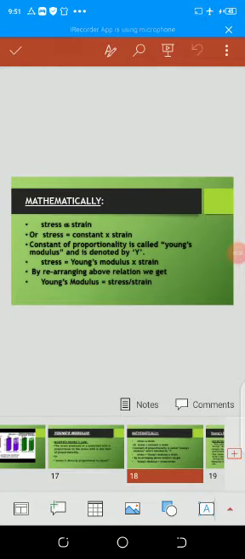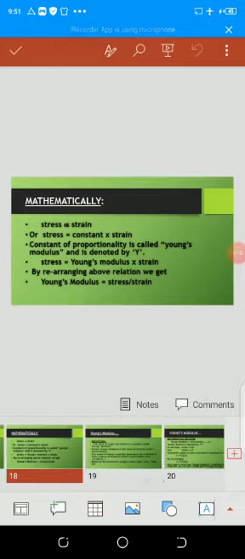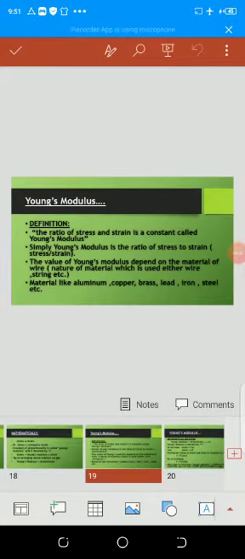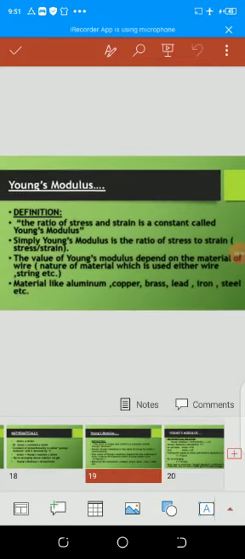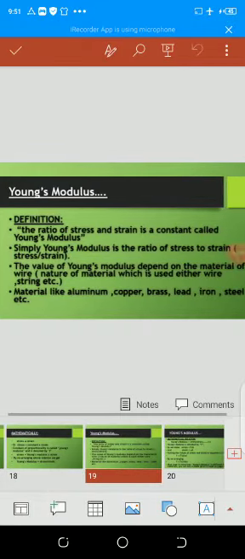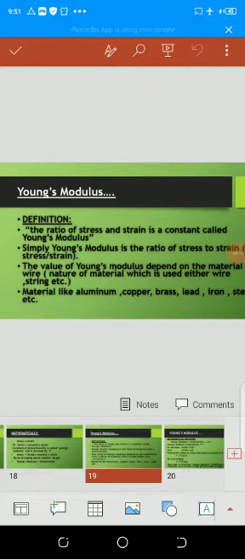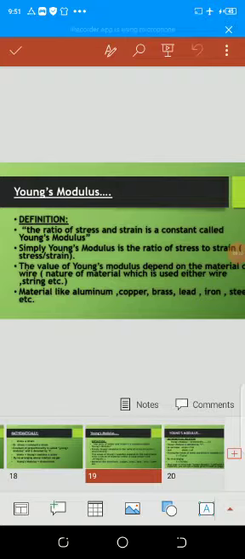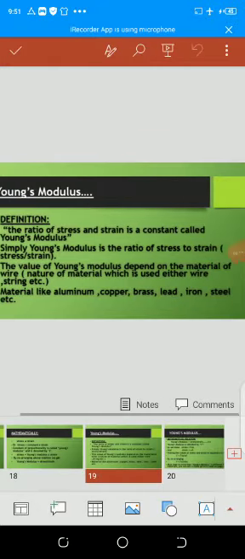By rearranging the above relation, we get Young modulus equals stress by strain. This is the formula of Young modulus. Now, the definition: the ratio of stress to strain is a constant called Young modulus. The value of Young modulus depends on the material, the nature of the material used, either wire, steel, etc. Materials like aluminium, copper, brass, lead, iron, steel, etc.